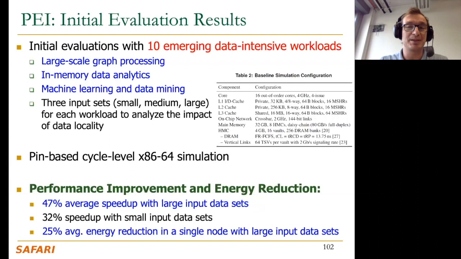And you can see we evaluated this with 10 different emerging data-intensive workloads: graph processing, machine learning, data mining, in-memory data analytics. We use 3 input sets. I'm going to show you results. But the takeaway is you get about 50% performance improvement with large input data sets where this is really important. And you get about 25% energy reduction. So the results are actually promising. 50% is not bad. 25% is not bad, especially energy is quite good.